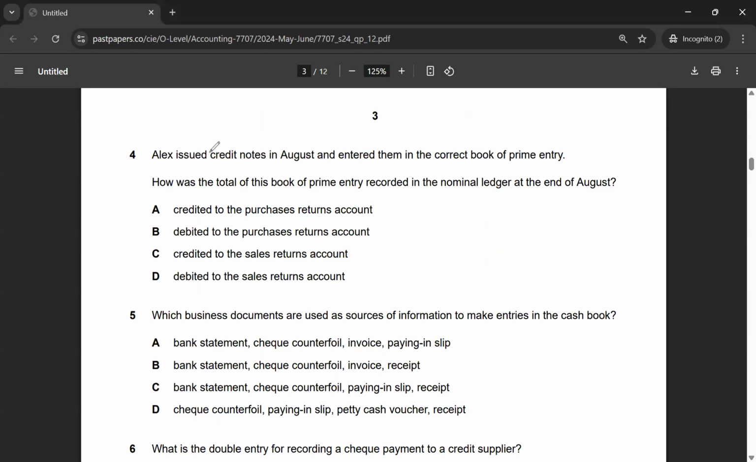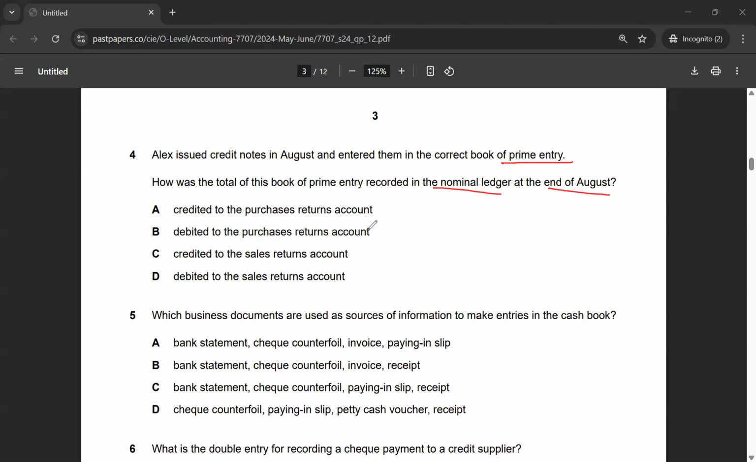So question 4, Alex issues credit notes in August and entered them in the correct book of prime entry, which is the first place of entry. That was prime entry means. How was the total of this book of prime entry recorded in the nominal ledger at the end of the August, right?